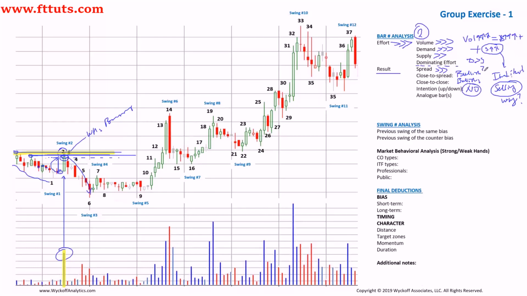So even though spread is increasing, close to spread is bullish, close to close is bullish, because of the intention and how it has failed to materialize, we're going to say that the result is actually diminishing. And therefore, our effort result signature is going to look like this. Up effort is increasing a lot, and then up result is actually failing, diminishing.